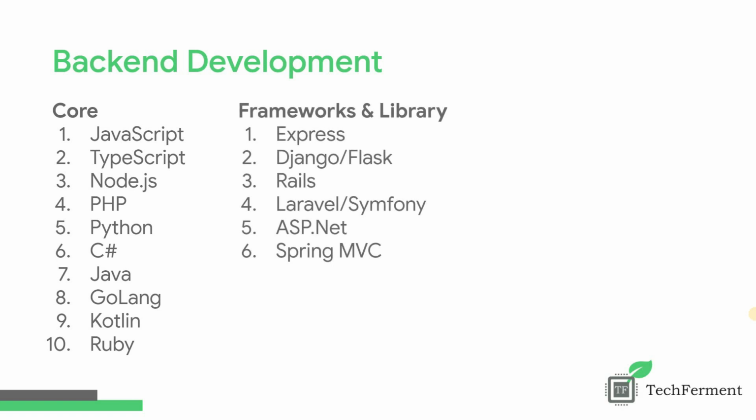So if you have knowledge of any one of these core languages, then you can go for frameworks like Express, which basically works on JavaScript and Node.js. And if you have knowledge of Python, you can go for frameworks like Django and Flask. And third, Ruby on Rails, which is a framework you can go for to write business logic. And fourth, you can go for Laravel, which is written in PHP. And fifth is ASP.NET, which is for C Sharp. And sixth, if you have experience with Java, you can go for the Spring framework.